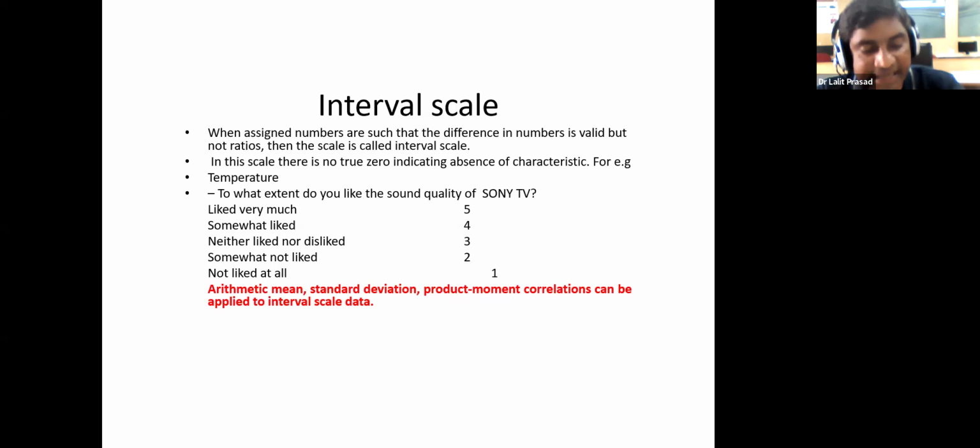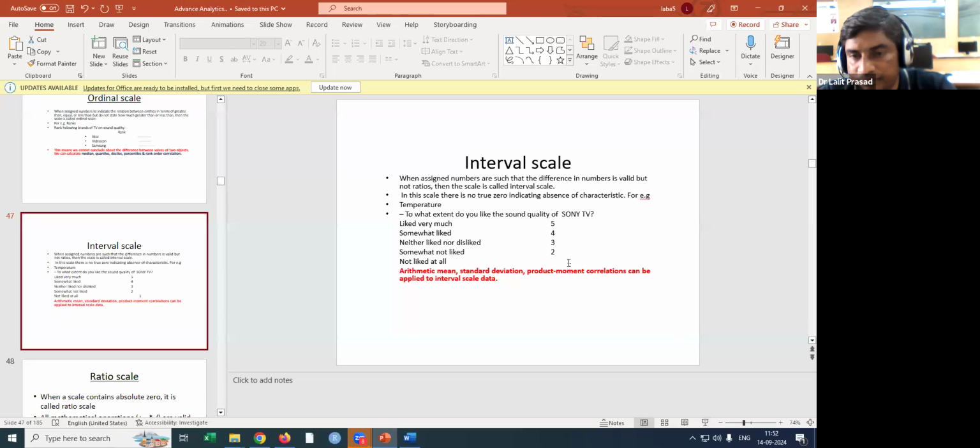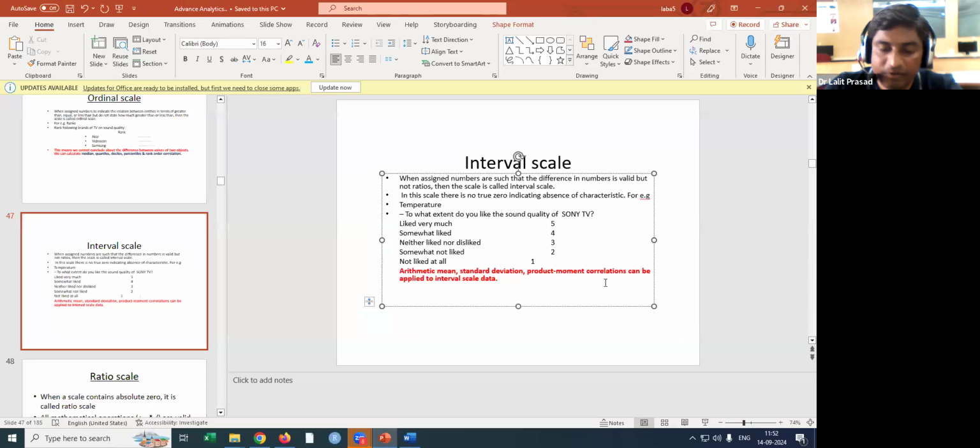5-point Likert scale is an interval scale. 5-point Likert scale is an interval scale in terms of management science.